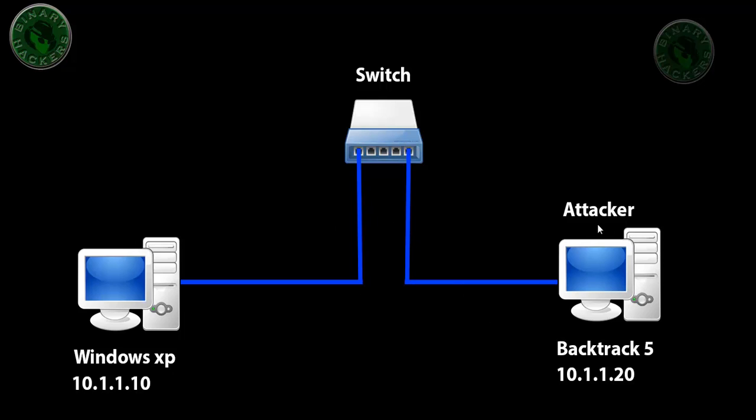Over here, our attacker machine, BackTrack 5 with IP address 10.1.1.20, is connected to the switch. Over here, a Windows XP machine with Service Pack 3, IP address 10.1.1.10, is connected to the same switch. So first let's open BackTrack.